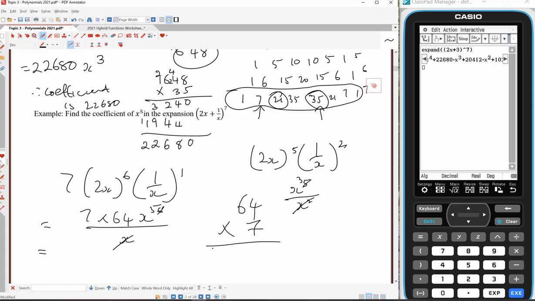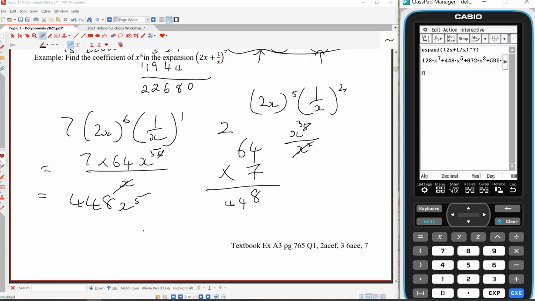64 times 7 is going to be 448 x to the 5. Alright, let's check that. 1 on x. 448 x to the 5. So we were right. So we're going to conclude that our coefficient is 448.